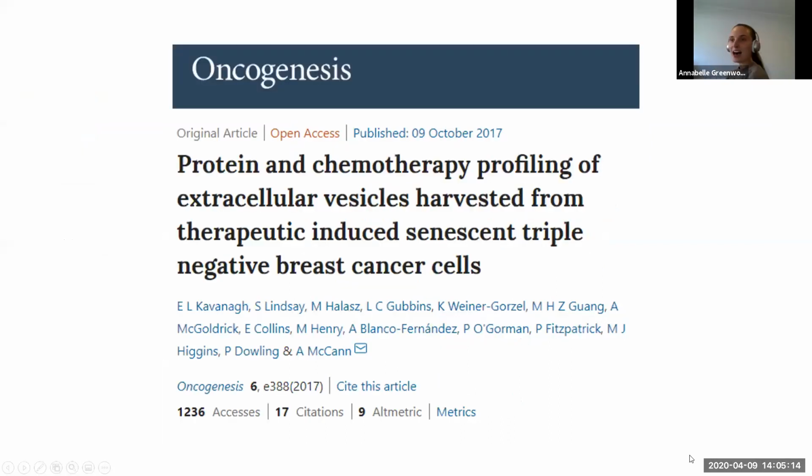Alrighty, so the paper that I chose today is called Protein and Chemotherapy Profiling of EVs Harvested from Therapeutic Induced Senescent Triple Negative Breast Cancer Cells. These authors are actually from Dublin, Ireland, which I thought was pretty interesting. I'm not sure if anyone knows these guys or has collaborated with them, but they are at the Institute of Biomolecular and Biomedical Research, School of Medicine at University College. Their paper was published in Nature Oncogenesis towards the end of 2017. It has an impact factor of about 5 or 6 if anyone's interested. So it's a pretty well-regarded journal.